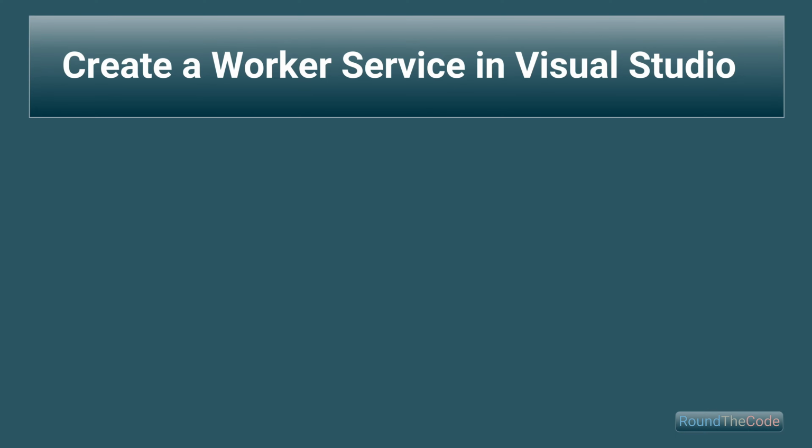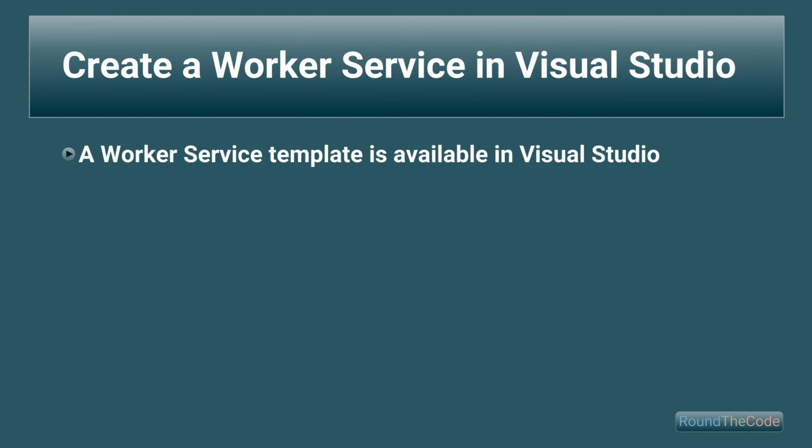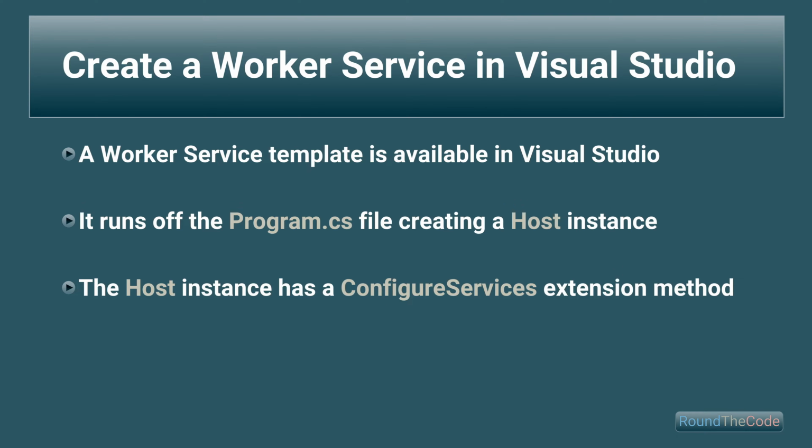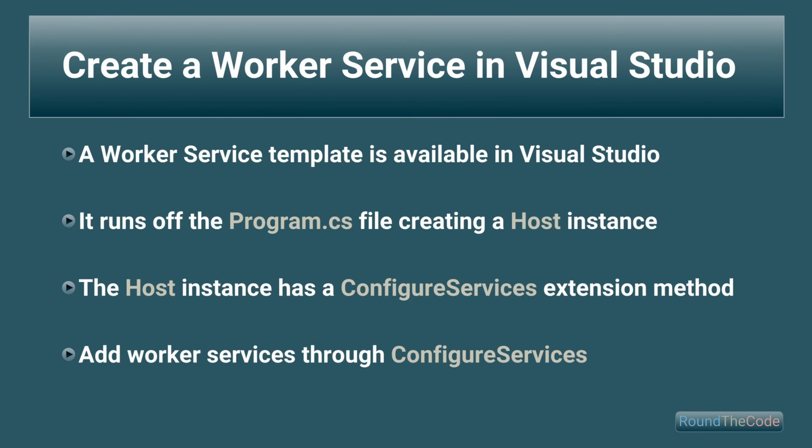Creating a worker service in Visual Studio. Creating a worker service in Visual Studio is relatively simple, as there is a template where we can create a worker service project. The worker service runs off the program class and creates a host instance. Within the host instance, there is an extension method called ConfigureServices. This is where we can add our services for our application. These services include hosted services that allow us to run our background tasks.